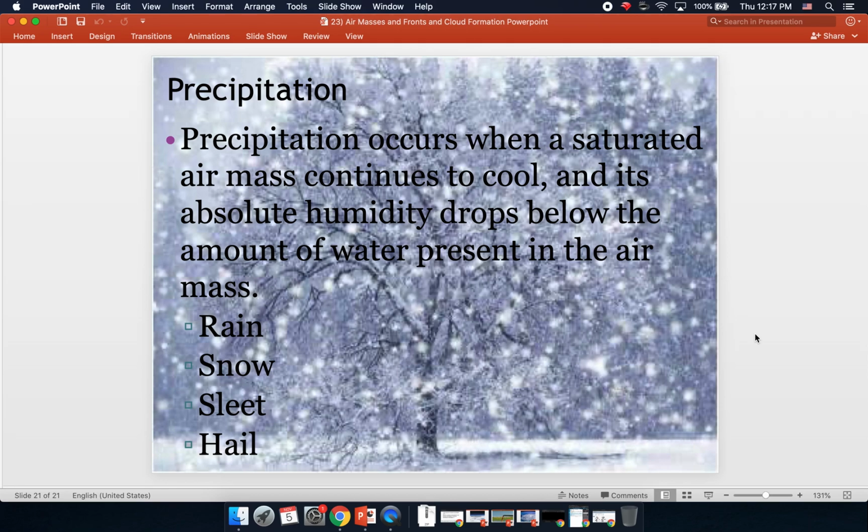All right, precipitation. Precipitation occurs when a saturated air mass, an air mass that is holding all the water it can hold, at 100% relative humidity, continues to cool and its absolute humidity drops below the amount of water present in the air mass. That's when precipitation falls down.